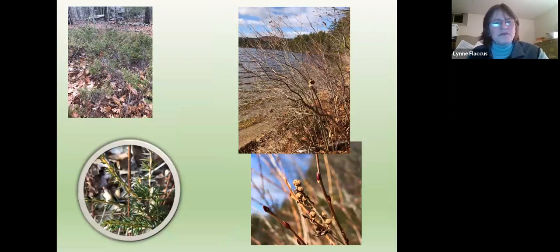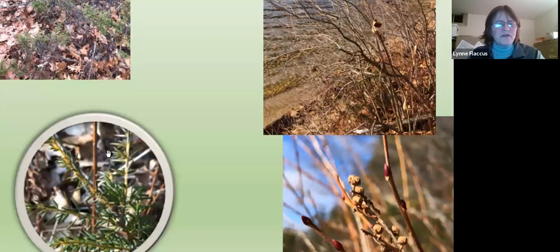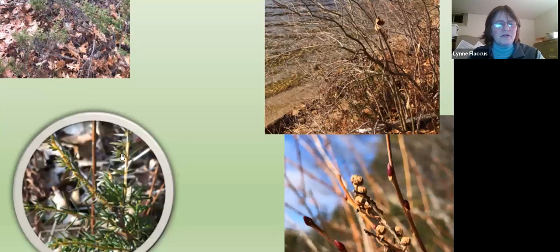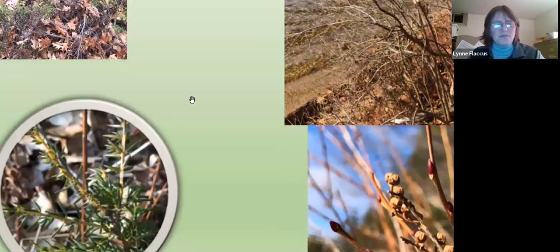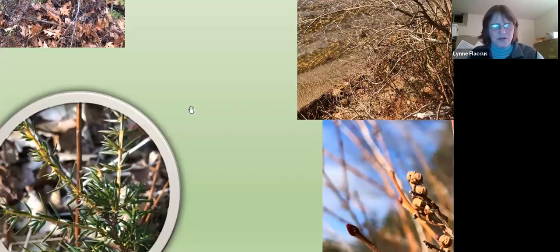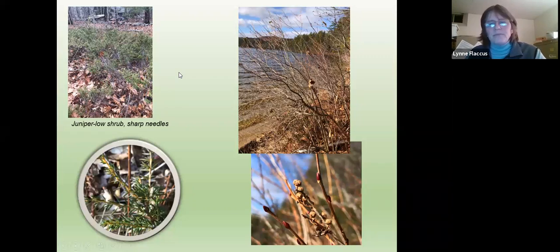Couple other shrubs. Here's a low growing shrub, doesn't get very tall, usually no taller than your hip. Very pointy needles that grow in little tiny whorls around the outside of the circle. They're very prickly and sharp, so you don't really want to walk through them in shorts, and you don't want to grab onto one. That's the juniper, common juniper, which is a low shrub.